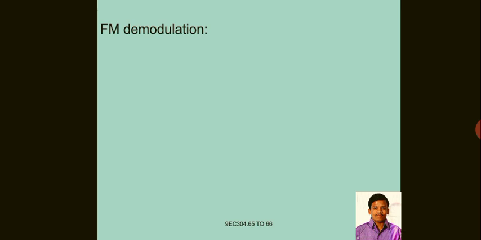FM demodulation is used at the receiver to remove the carrier. Just we will see what FM is. As you know, in frequency modulation, the carrier waveform frequency changes according to the amplitude of the message signal, where phase and amplitude remain constant. That is called frequency modulation.